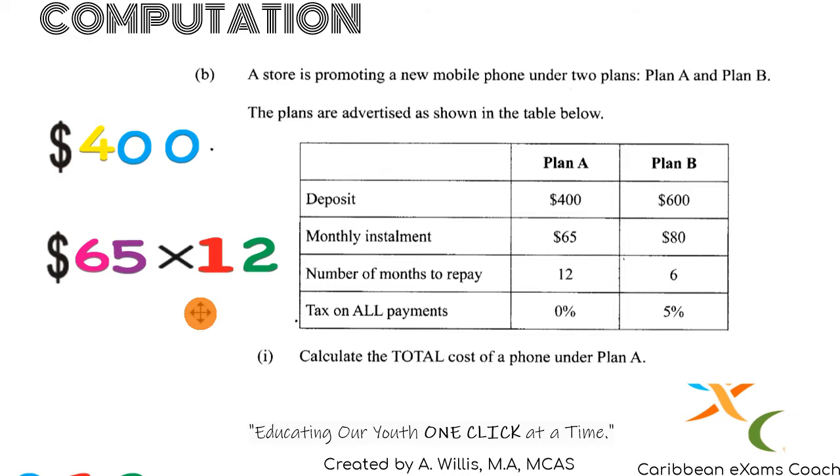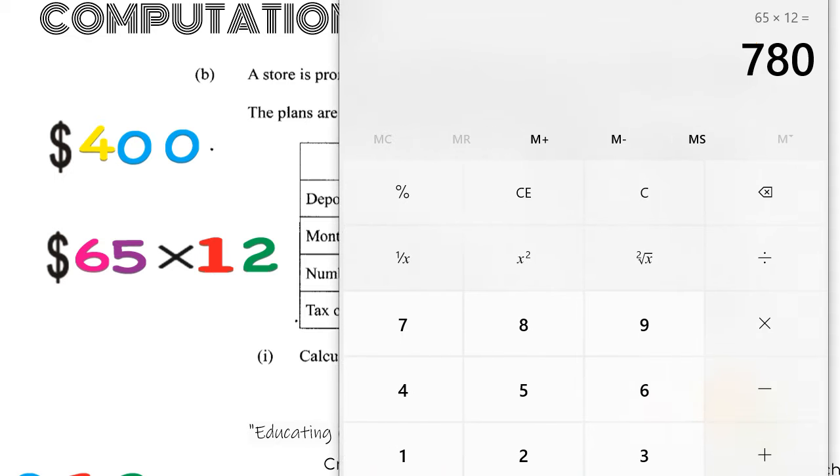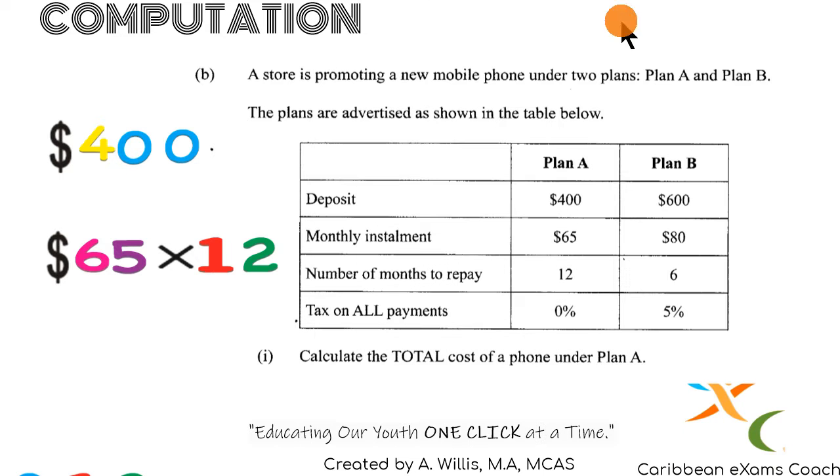Now you got to use a calculator. So 65 multiplied by 12 is equal to what? $780. Can you see it there? $780. So that's equal to $780.